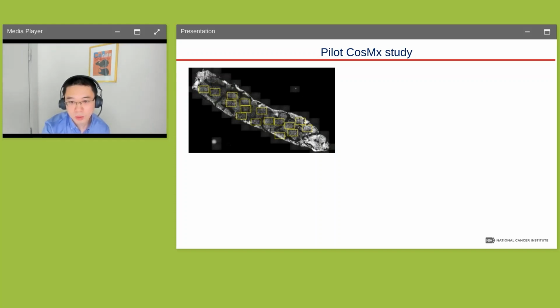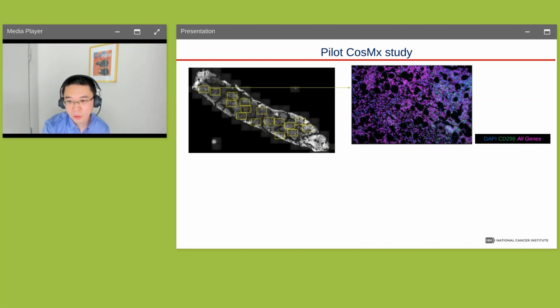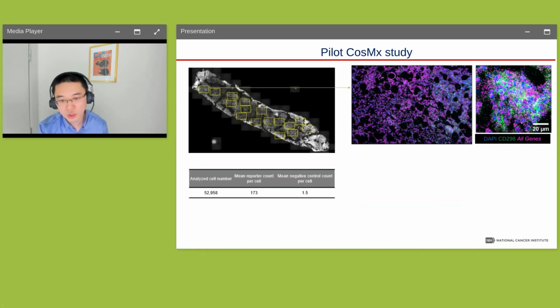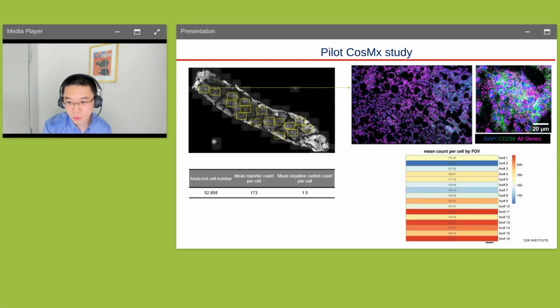We look at the three time points, look into the cores, and for each core we have a field of view, and we can stain for the surface markers. Here the magenta shows all the genes, and you can see different spots enriched in the leukemia cells and the T cells. In general, from each core we have around 50,000 cells, and the read counts vary between 100 to 200.